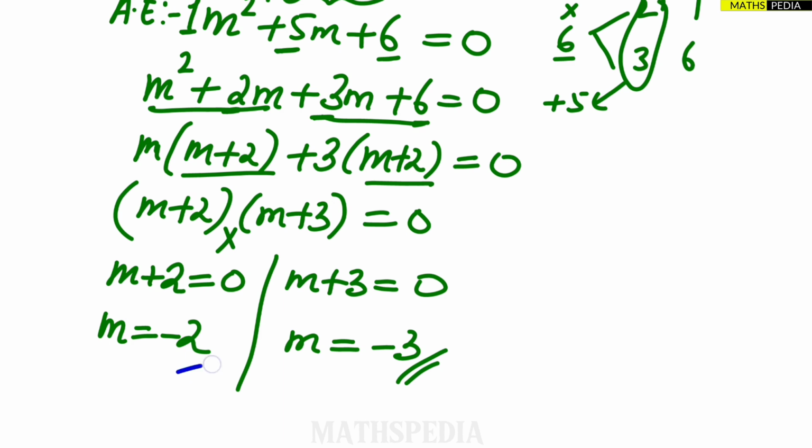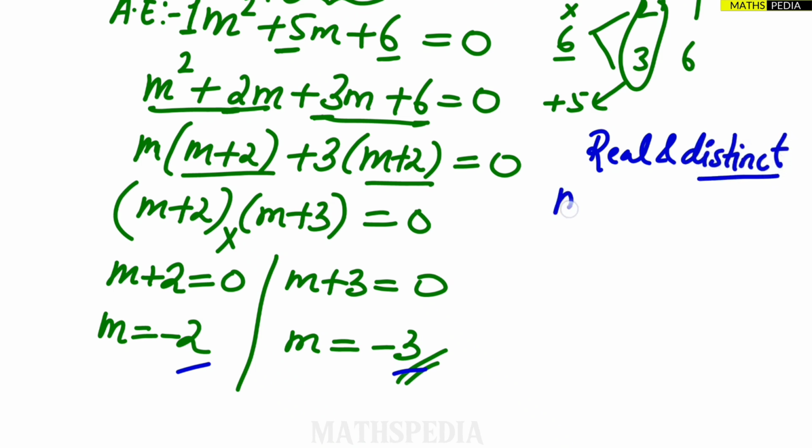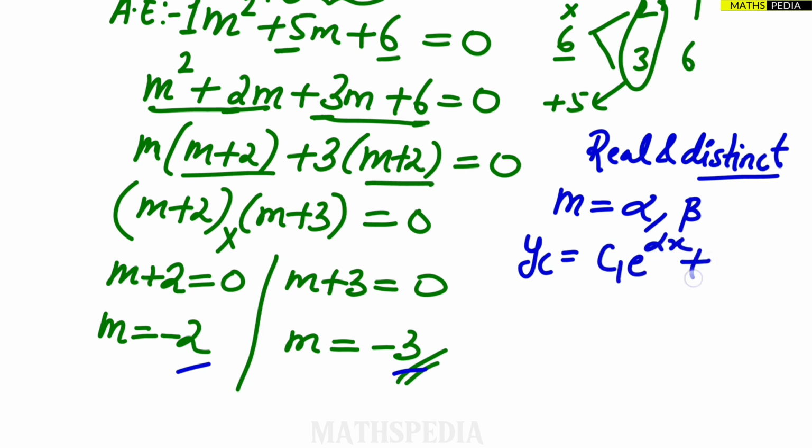As we know that both the roots are different, so it comes under the category of real and distinct roots, right? Real numbers and distinct roots. Distinct in the sense different. So here suppose m value you are getting as alpha and beta, two different roots. So yc value can be written as C1 e power alpha x plus C2 e power beta x, right? This we have done earlier also.